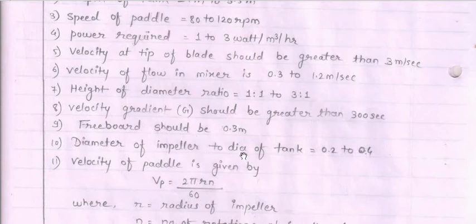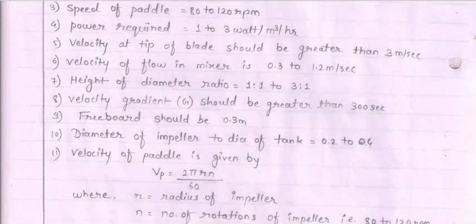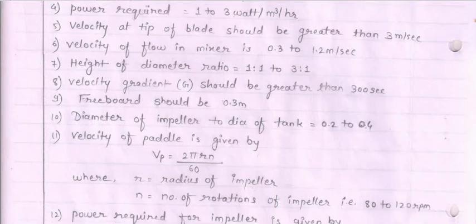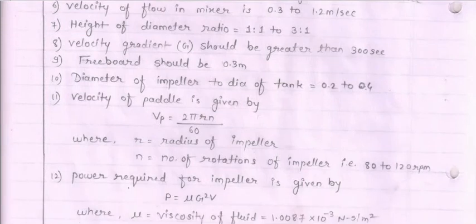The diameter of impeller to diameter of tank is again a ratio, that is 0.2 to 0.4. Velocity of paddle is given by a formula, that is Vp, the velocity of paddle, Vp is equal to 2 pi R N divided by 60. Here R is the radius of the impeller and N is the rotations of the impeller, which is generally provided as 80 to 120 rpm. So these are the criteria which we have to take into consideration while designing the flash mixer.